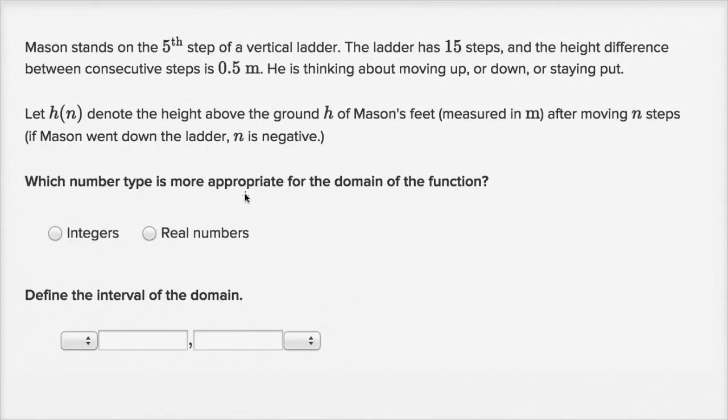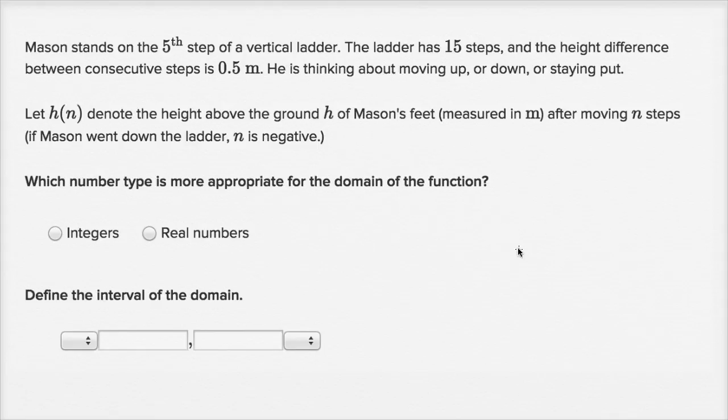This right over here is a screenshot from a Khan Academy exercise, and it says Mason stands on the 5th step of a vertical ladder. The ladder has 15 steps, and the height difference between consecutive steps is 0.5 meters. He is thinking about moving up, down, or staying put.